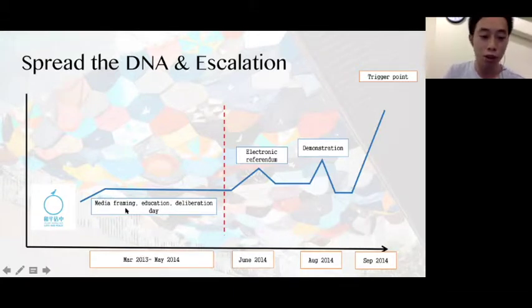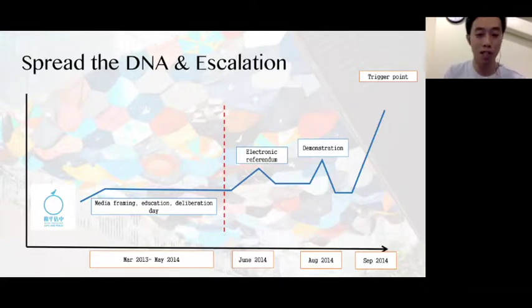Most of the time, they use media to try to advocate and promote their idea. They use education, they make videos, they make books, they make a lot of talks to try to convince people that civil disobedience is one way to fight for democracy. And of course, they do have a deliberation day. So you can see there isn't much escalation in here. It's quite flat.